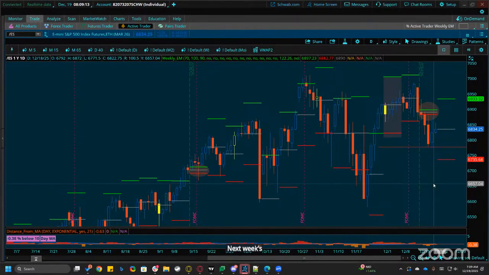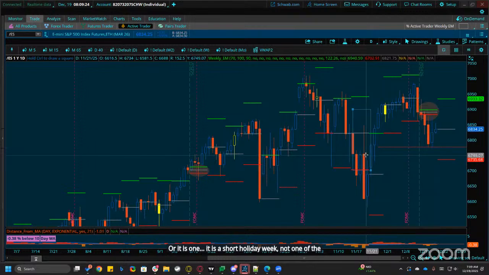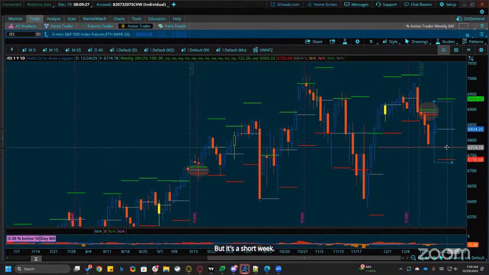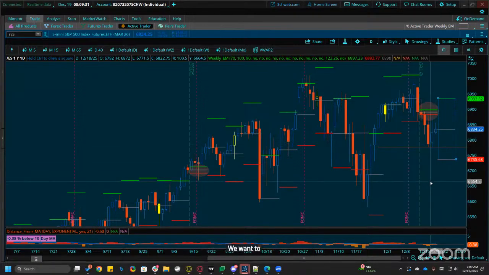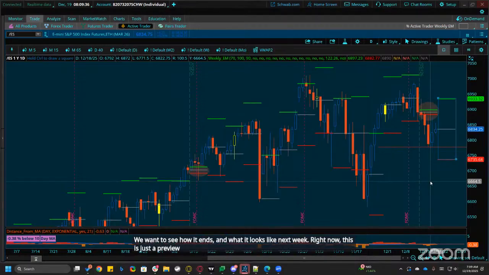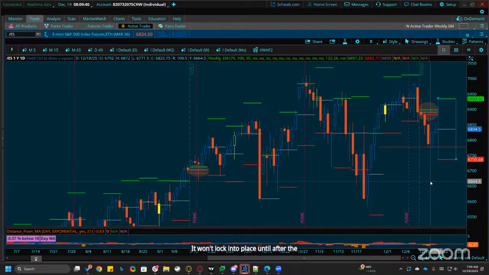Next week's range is wide, and it's not a full week. It is a short holiday week, and yet it's a wide range, all things considered. We want to see how it ends and what it looks like next week. Right now, this is just a preview or a projection. It won't lock into place until after the close tonight, sometime around 4:15, maybe 4:30. It'll lock, and then that's it.